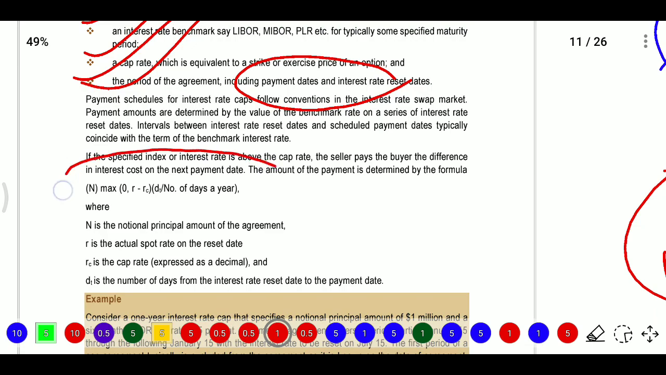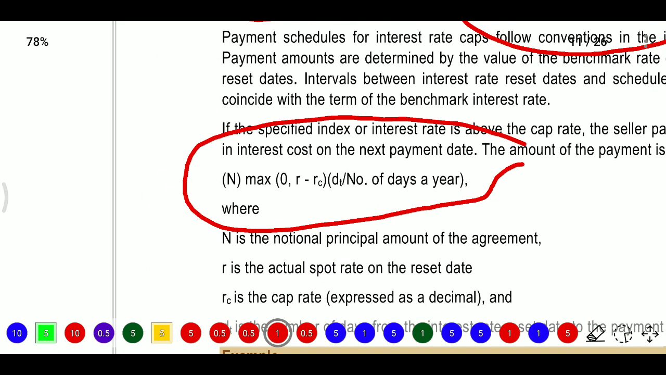In the forward rate agreement we used one formula: N, the nominal amount, into (RR minus FR), that is reference rate minus forward rate, into DTM by DY, that is the number of days divided by the days in the full year, divided by 1 plus reference rate into DTM by DY, into 100.